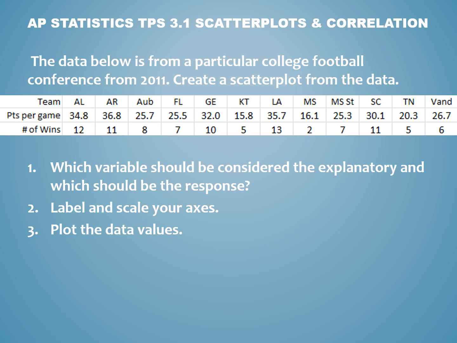All right, so let's think about the variables. Which one would be the explanatory and which one would be the response? Do we expect one to influence the other, or could we use one to predict the other? So I think if you think about it, the higher the points per game, the more games we would expect you to win. So the points per game would be the explanatory here, I think, and the number of wins as a result would be the response. Okay, so what you want to do is label and scale your axes, and then plot your data values in the graph that you have.